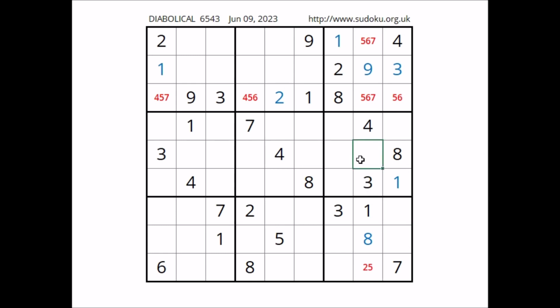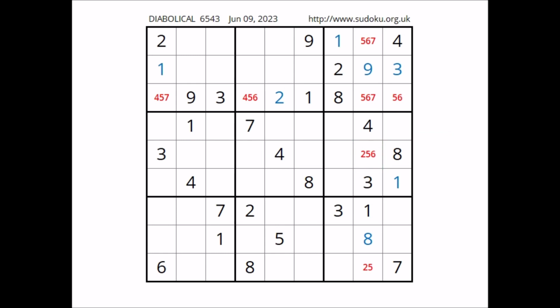And in this place the 4 options 2, 5, 6, and 7. But don't forget, in this sector 7 in one of these 2 places, so cannot be 7 in this place, 2, 5 and 6 the options.